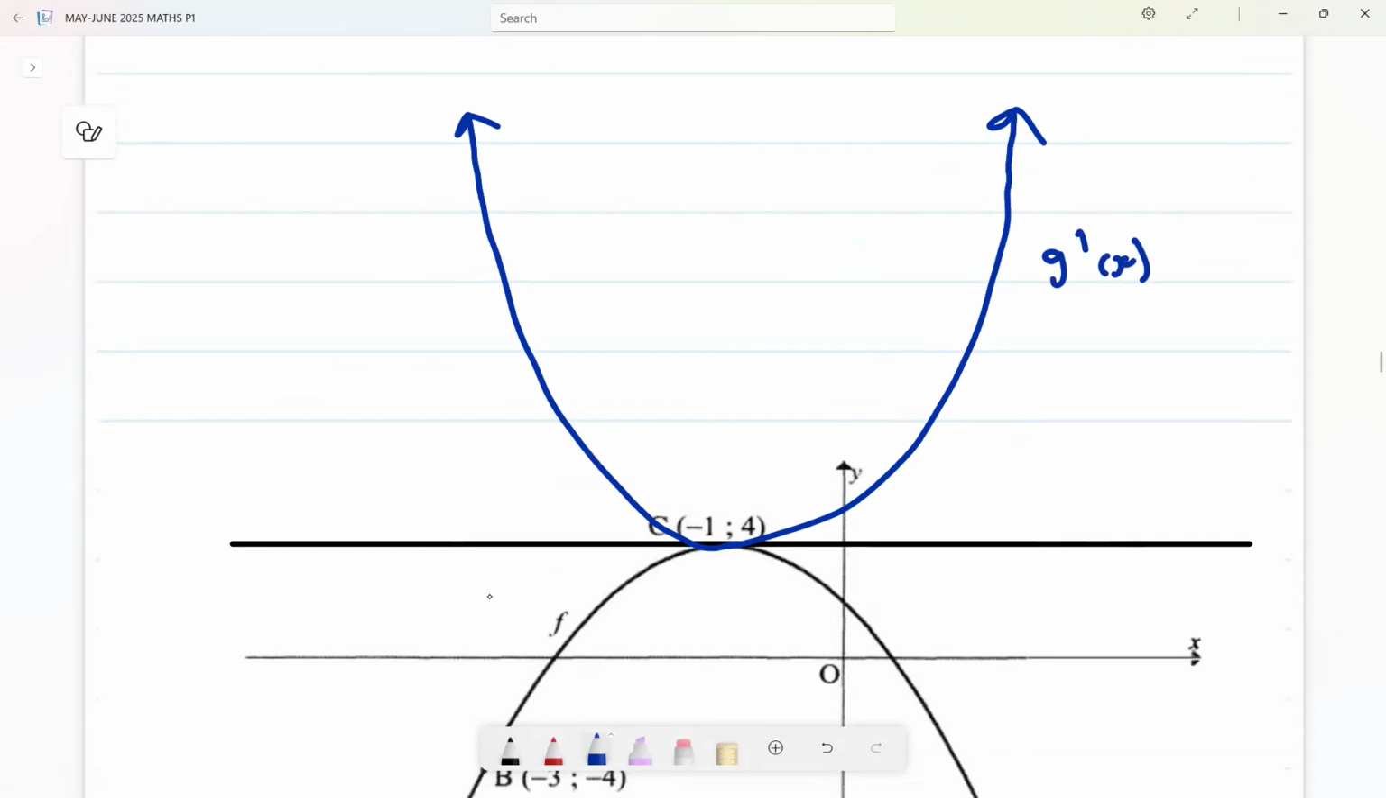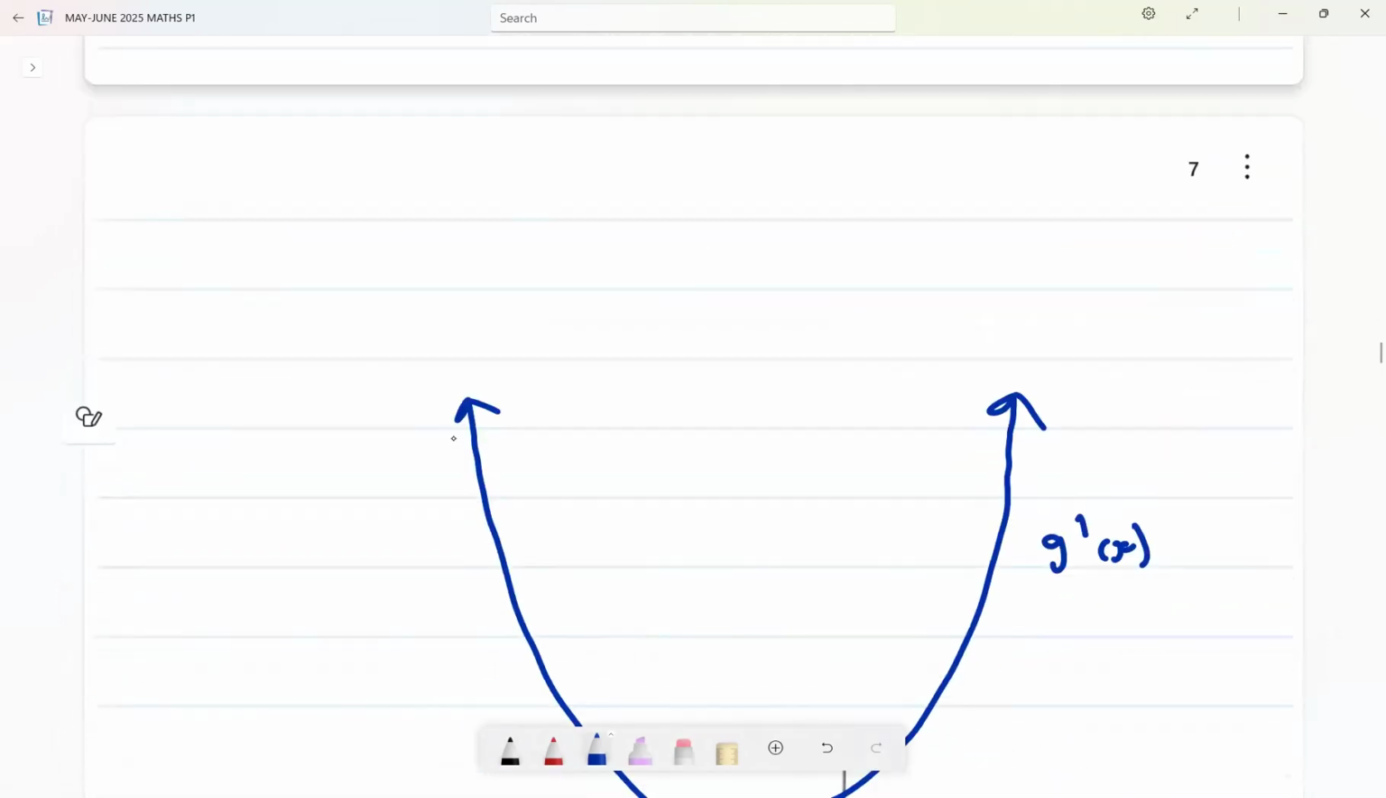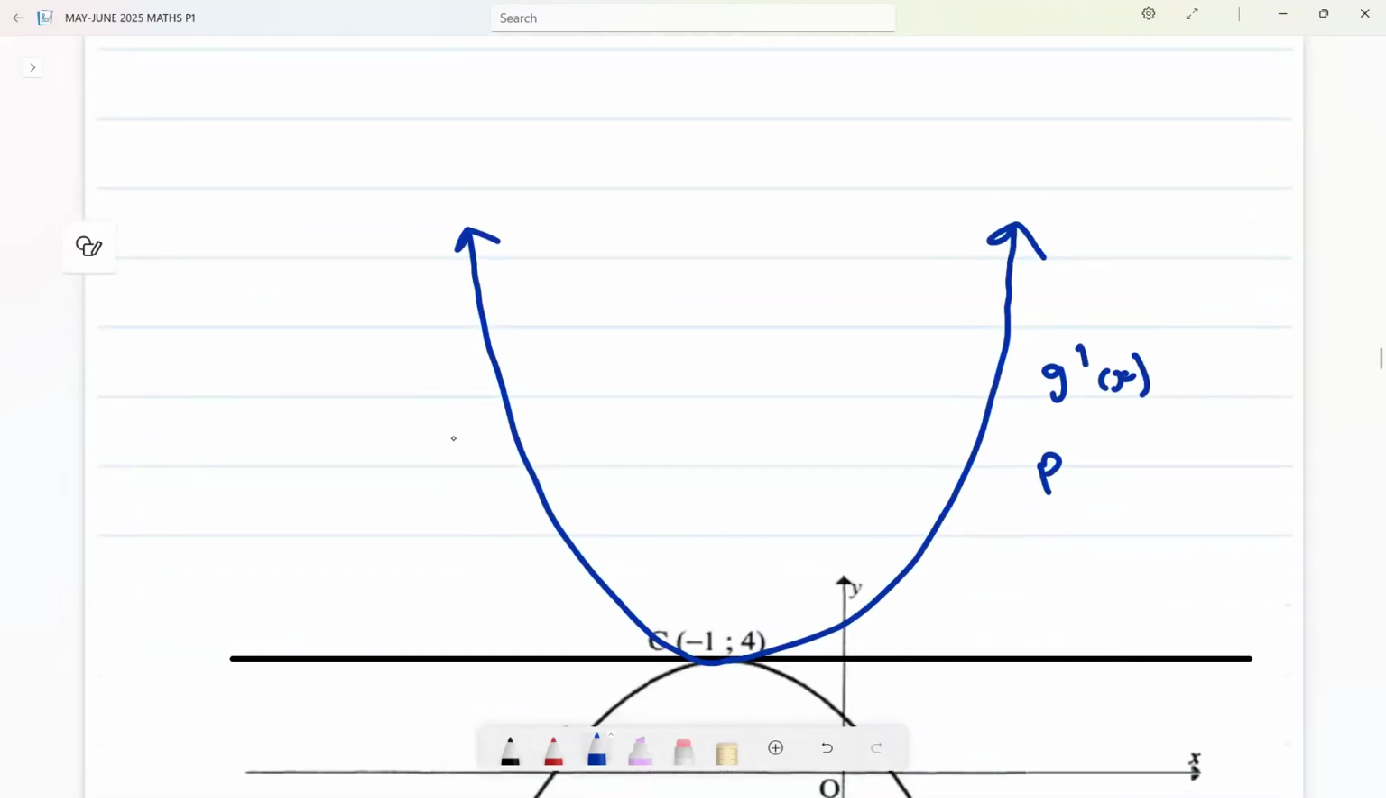They have told me that the graph I get after reflecting the graph of f about this line is given by this one. And they asked me to draw a sketch of g. Okay, guys, if g prime is a parabola, it means g is a cubic function. Remember, when g is a cubic function and I derive it, I get a parabola. Of what shape?